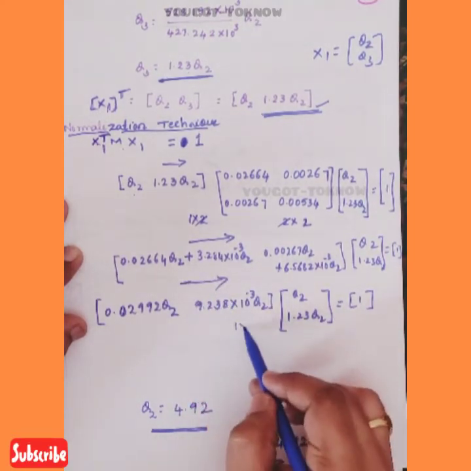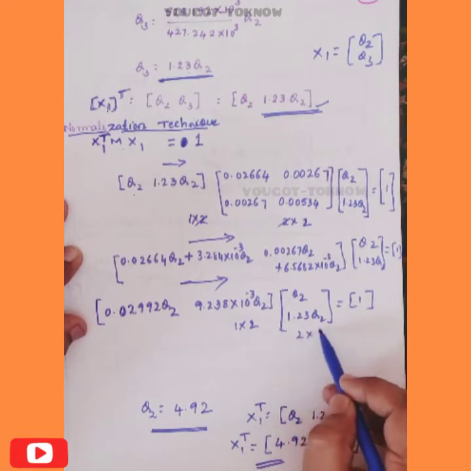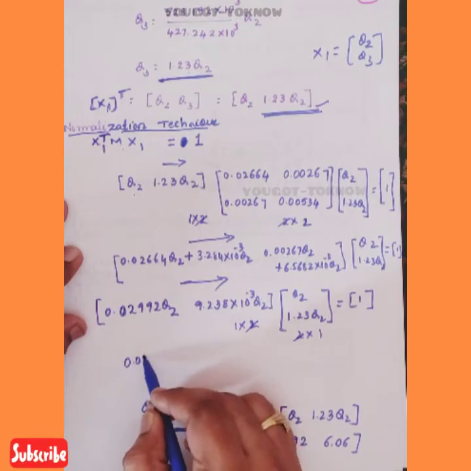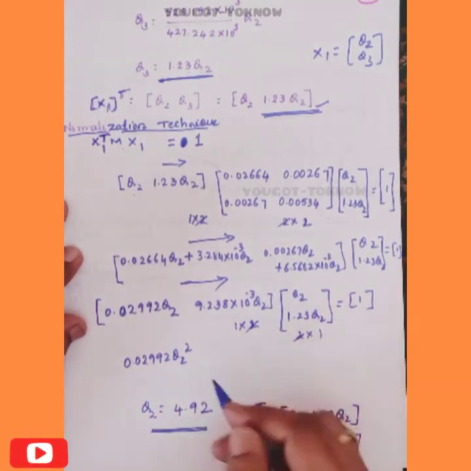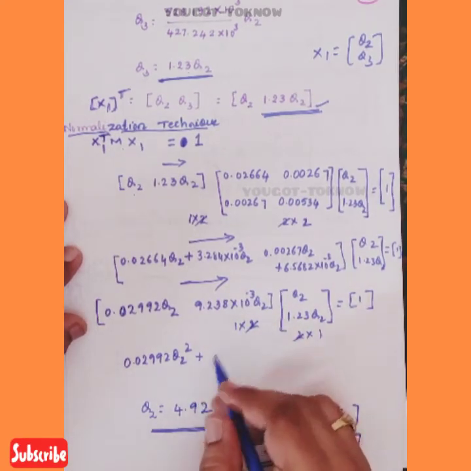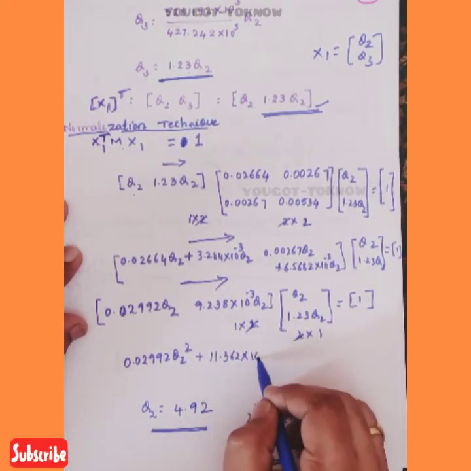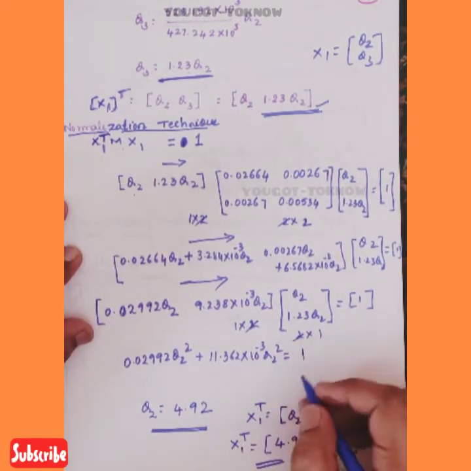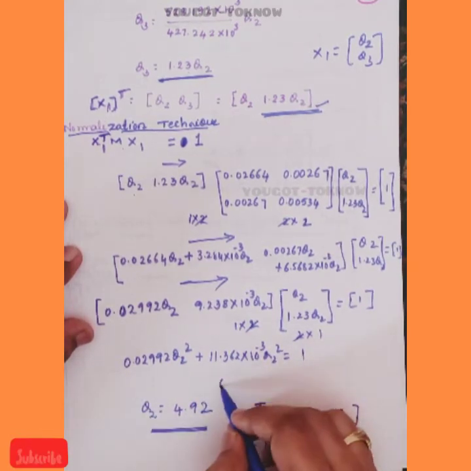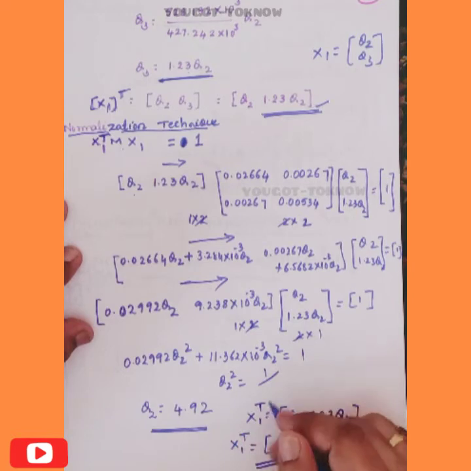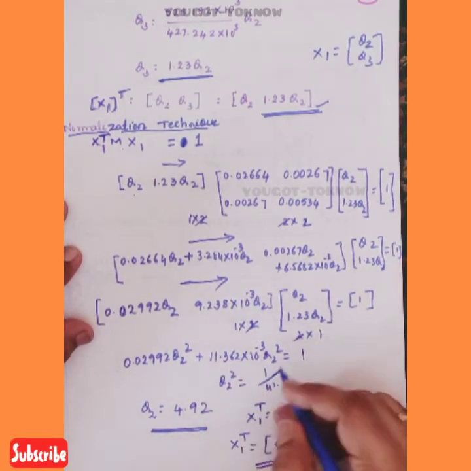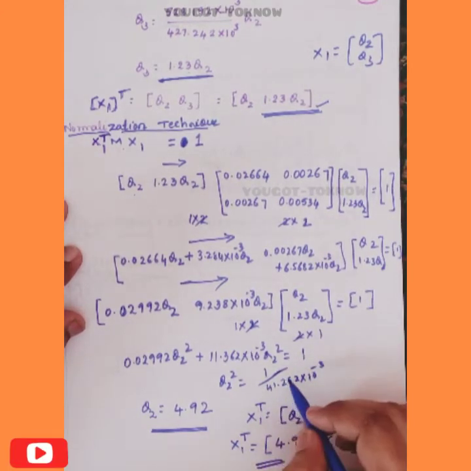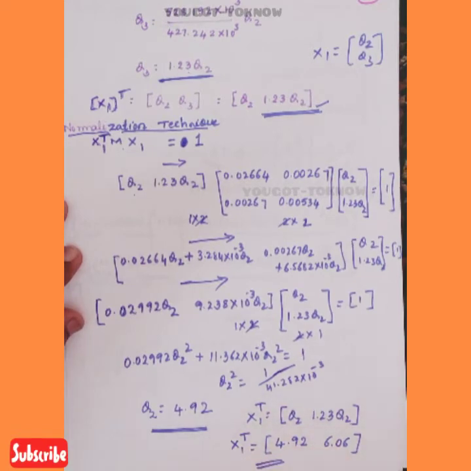Now this is one row, two columns, and this is two rows, one column. If you solve it, you are going to get only one value. That is 0.02992 Q2 square plus, if you multiply these two, 11.362 into 10 power minus 3 Q2 square is equal to 1. That means Q2 square equals 1 by 41.282 into 10 power minus 3, if you add these two. If you solve it, Q2 will be equal to 4.92.